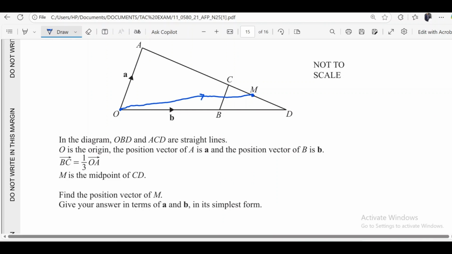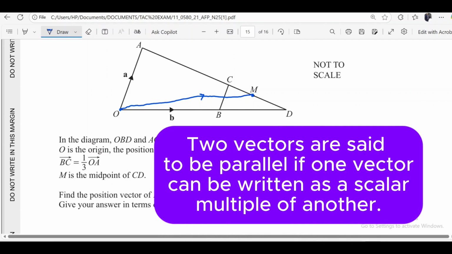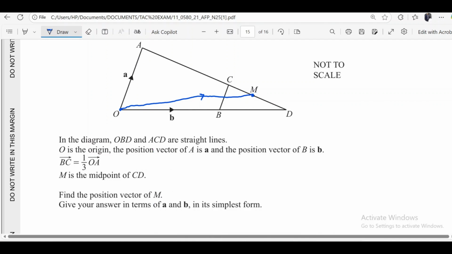But bear in mind that if we say BC equals 1 over 3 OA, it tells us that both vectors BC and OA are parallel, because in defining parallel vectors, we say two vectors are parallel if one vector can be written as a scalar multiple of the other. A scalar here is 1 over 3, so we have written vector BC as a scalar multiple of vector OA. So both vectors BC and OA are parallel.